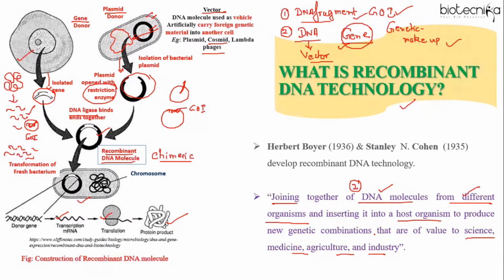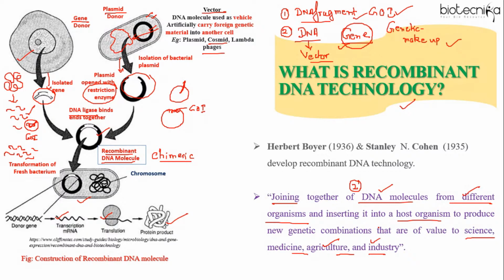Recombinant growth hormones we can develop. Similarly, we can develop plants with improved yield, right? Pesticide resistant plants, insecticide resistant plants we can develop. And we can even use this technique in the food industry, biotech industry, and pharmaceutical industry to produce products which are very much useful for humans.